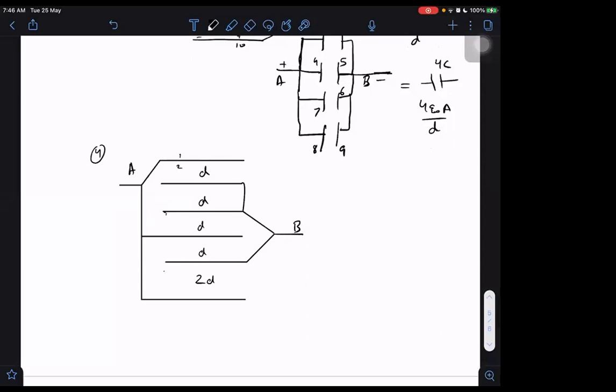Number 1, 2, 3, 4, 5, 6, 7, 8, 9, 10, 11. Now you tell me, how many capacitances are formed, and are all capacitances equal or not? The last one is different, with area A by 2. Another is equal. The last one has double the distance, so it is C by 2. Remaining all are equal.